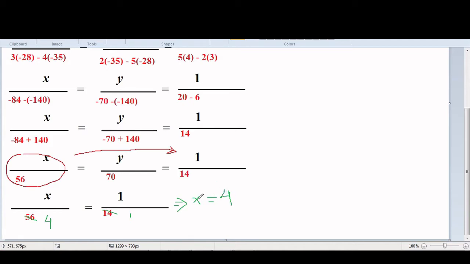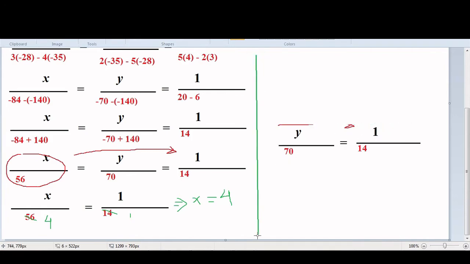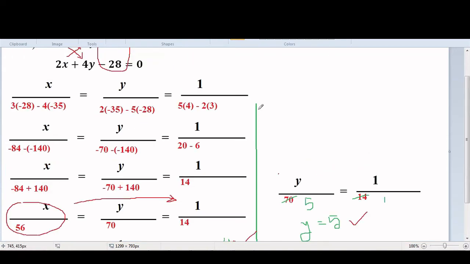Now we have to again compare the value of y with the value of the constant parts. Here I am solving this portion. Now you know that 5 times 14 is 70, so it will be 1 and it will be 5, so the value of y will be how much? Y will be 5. So we have got the value of x is 4 and the value of y is 5 by applying the cross multiplication method.